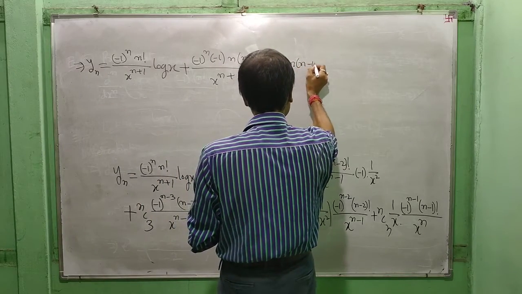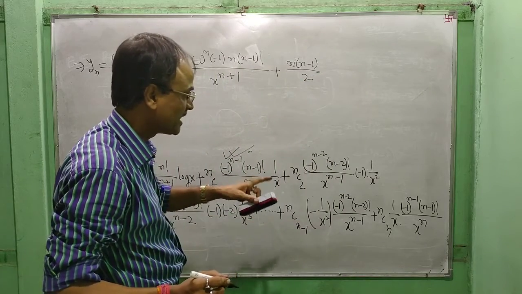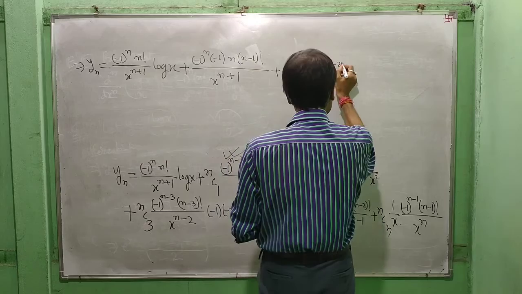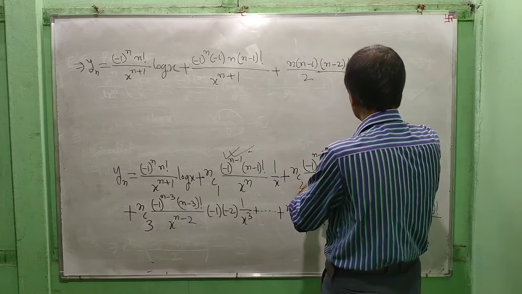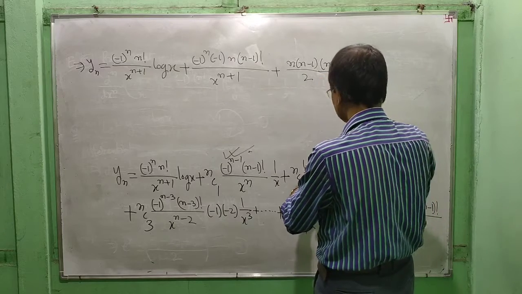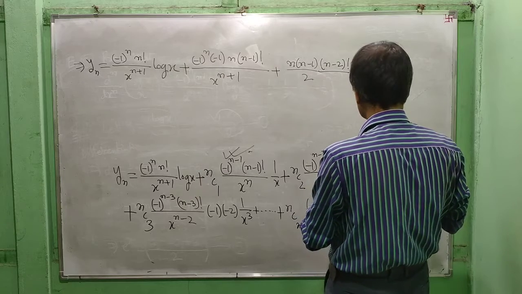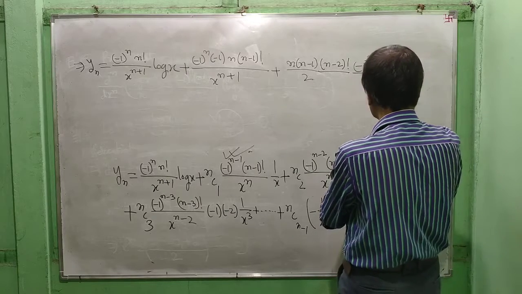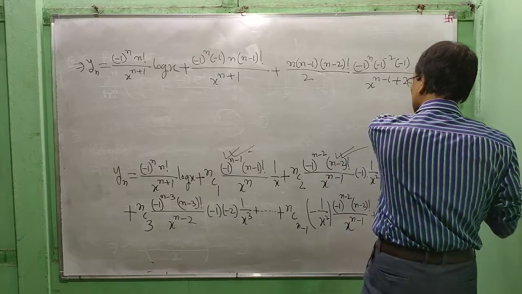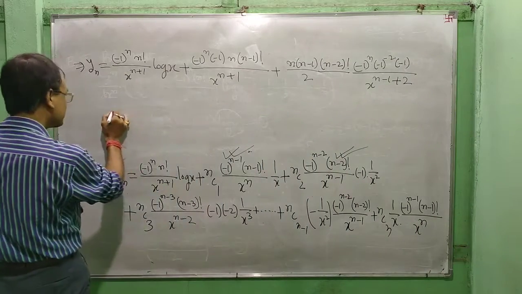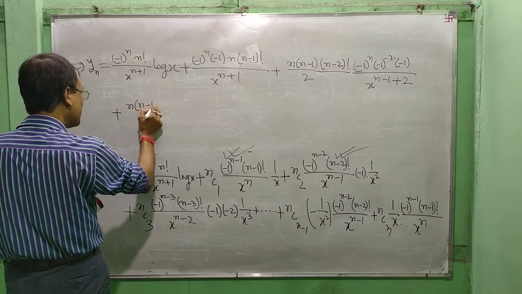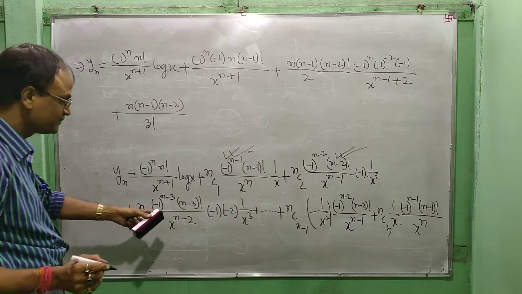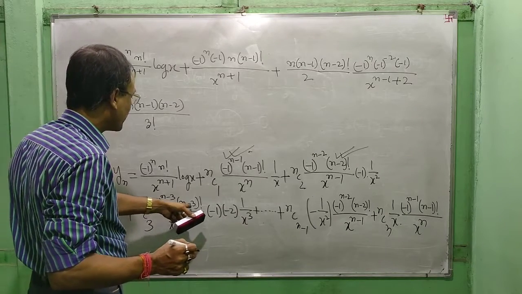Plus n into n minus 1 divided by 2. I am writing this term first, n minus 2 factorial. Next, minus 1 whole to the power n into minus 1 whole to the power minus 2. Again minus 1 is there. Divided by x to the power n minus 2 plus 2. Next term, I am writing this: n into n minus 1, n minus 2 divided by factorial 3.